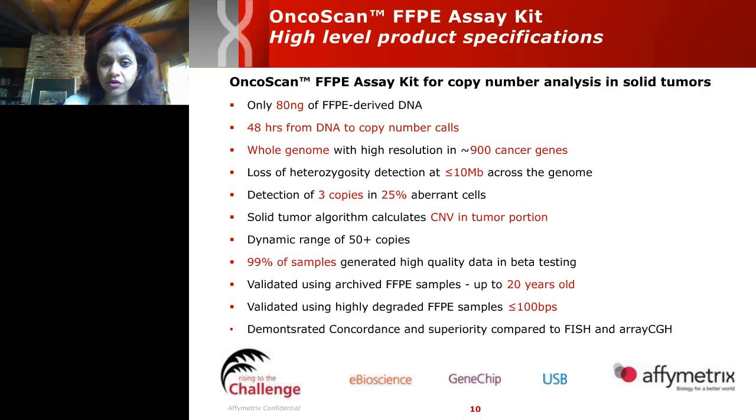Unlike other microarrays, this comes with a solid tumor algorithm that actually calculates the copy number in the tumor portion only, subtracting the contribution of the normal diploid cells to the copy number. It has a dynamic range of 50 plus copies, and you get linear copy number calls all the way from 0 to 50 plus copies.